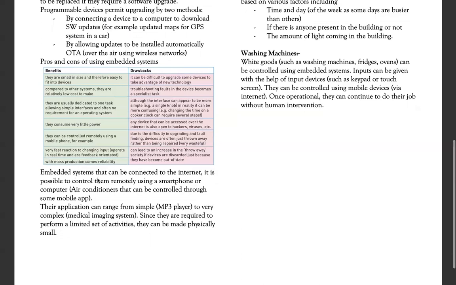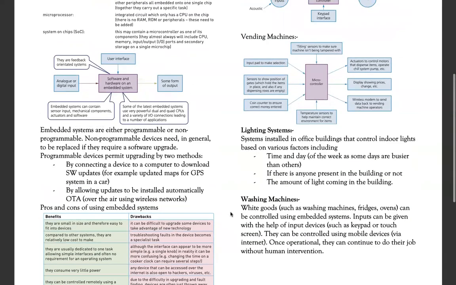Now, embedded systems can be connected to the internet. It is possible to control them remotely, like we mentioned with the air conditioners, and their applications can range from an MP3 player to very complex medical imaging systems. Since they are required to perform a limited set of activities, they can be made physically small. They can be very small devices and very large devices as well.